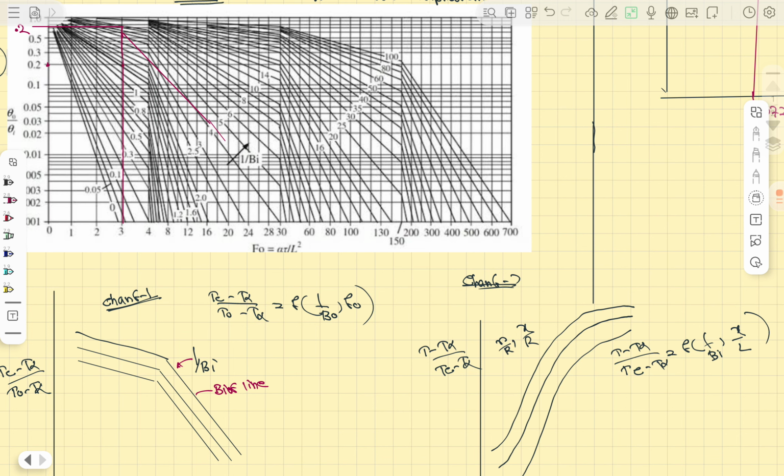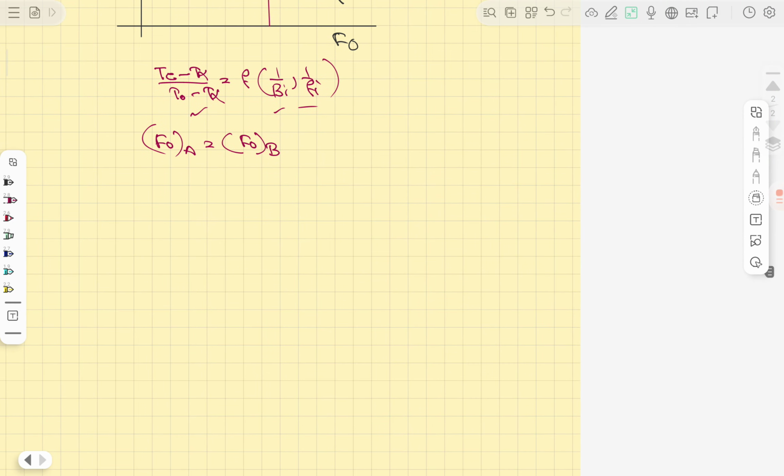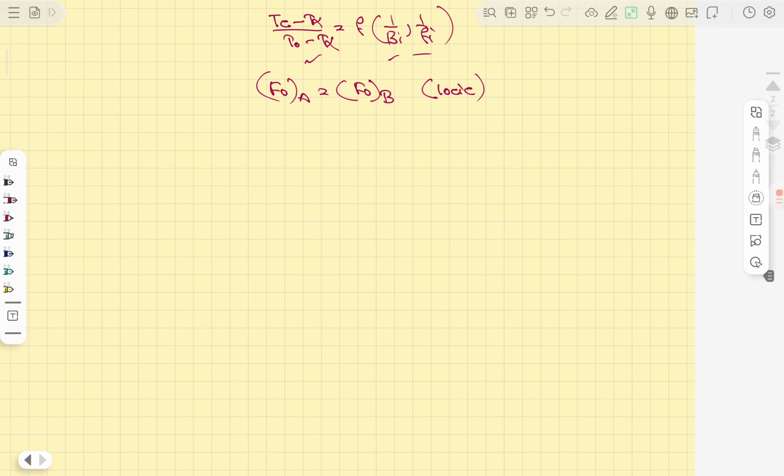So that's the logic. What is the logic in this case? The very important point is this one: when the left-hand side is the same, the right-hand side should be the same. So the Fourier number of A is equal to the Fourier number of B. So that's the solution. The Fourier number of shaft A should be equal to the Fourier number of shaft B. This should be the calculation, right?